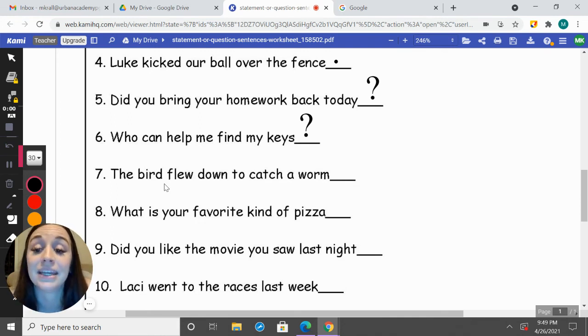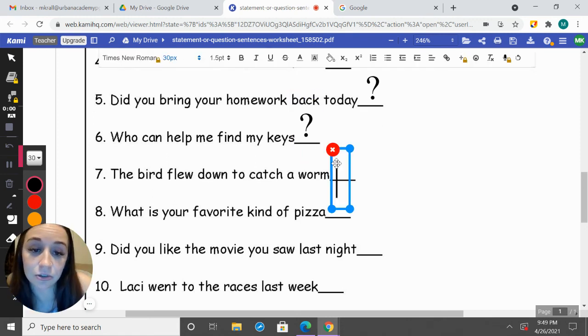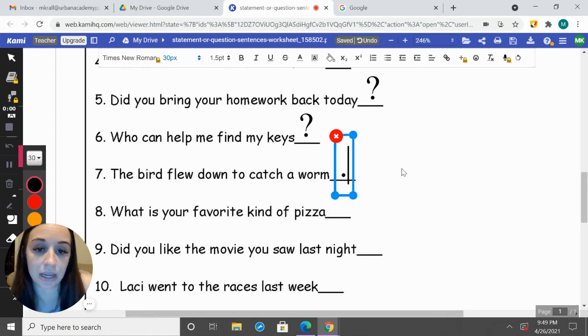It's a statement. It's telling us that the bird flew down. It's telling us where the bird flew. The bird flew down to catch a worm. It's not asking us, it's telling us. So it's a statement. Now, does a statement end with a question mark or a period? Shout it out. Yeah, a statement ends with a period. So we will put a period.